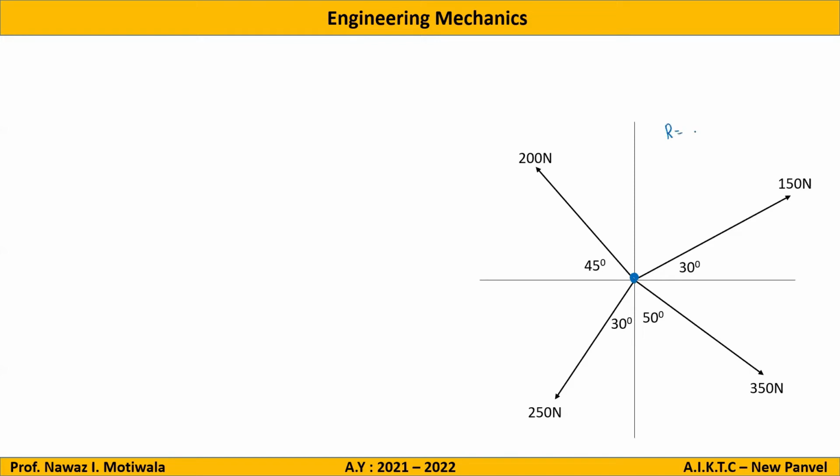That is R is equal to root of what? Summation of Fx square plus summation of Fy square. And similarly, I have theta is equal to tan inverse of summation Fy by summation Fx. Okay, so let us first see the question then.